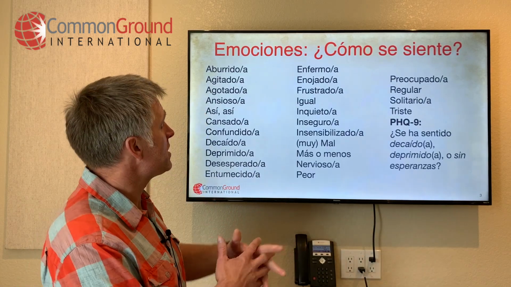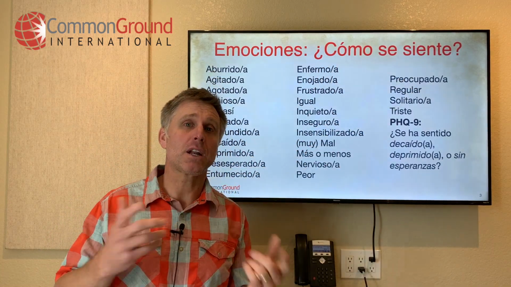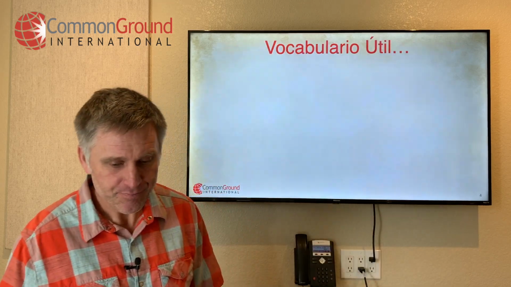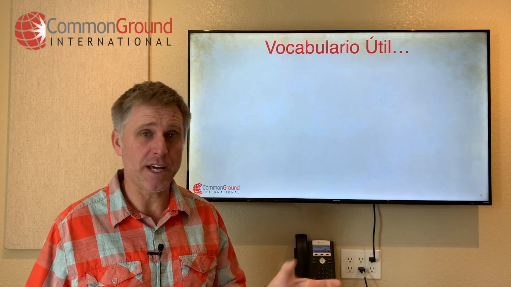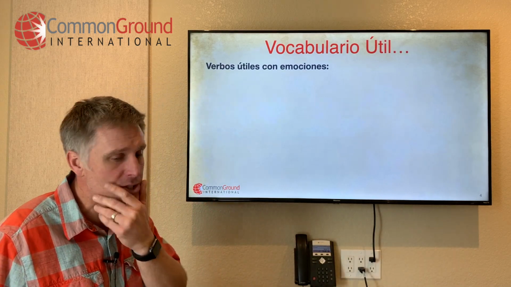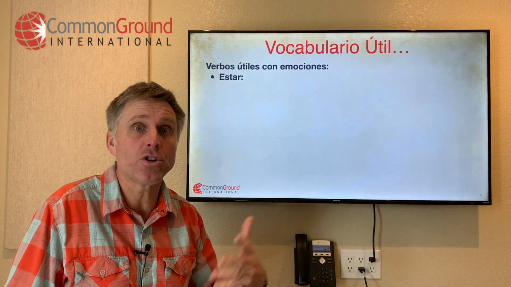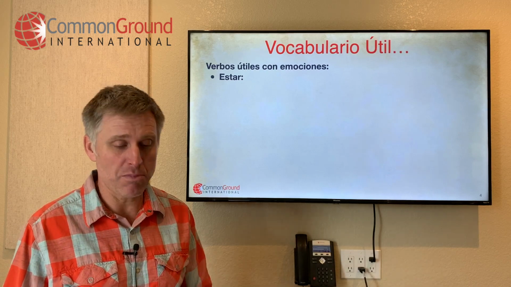So you could take this open-ended question, ¿Cómo se siente? Or you can make it a closed question. Se siente, and fill in the blank. Okay? Let's take a look at how we could use other verbs also to ask about feelings. So verbos útiles con emociones. First of all, estar. Estar is our to be verb. Are you, you are, etc. when it comes to emotions and feelings.